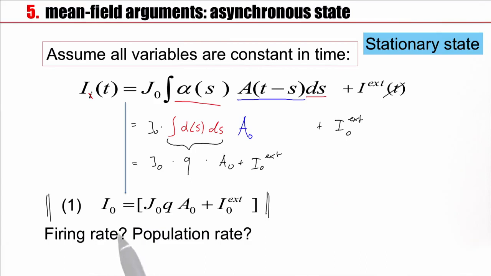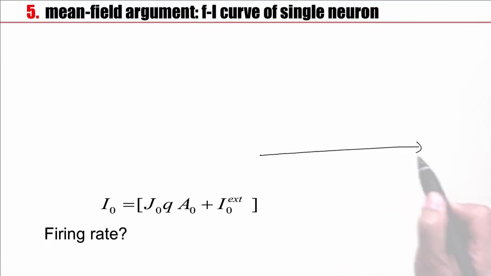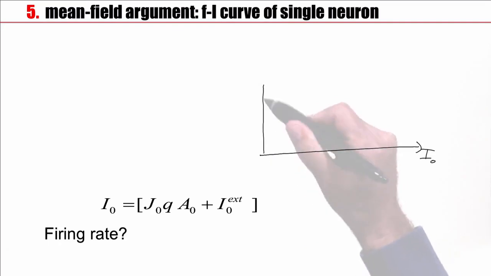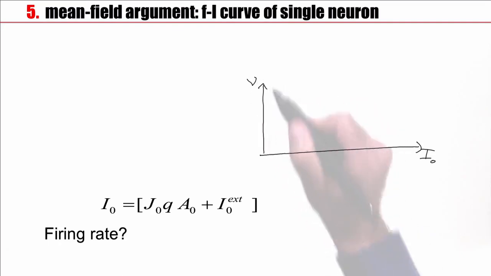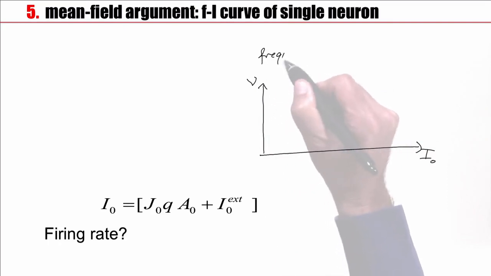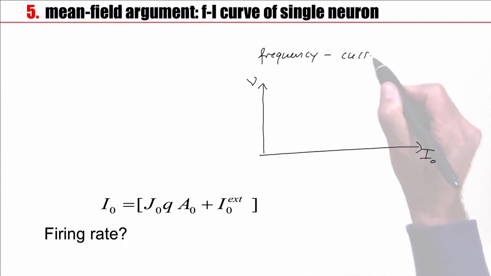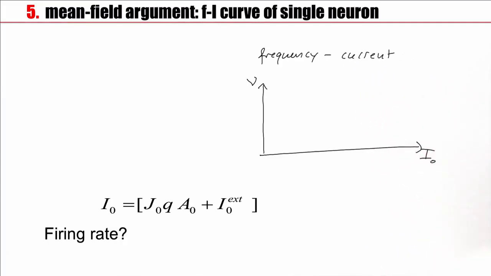Now, this is my input. This input will drive my neurons. Now, what happens if you drive a neuron with a constant input? Well, let's just draw here the total input, I0, constant input, and let's draw here the firing rate. Let's call it nu. So this is the frequency of firing, and this is the current. So it's frequency versus current, or FI curve of a neuron.